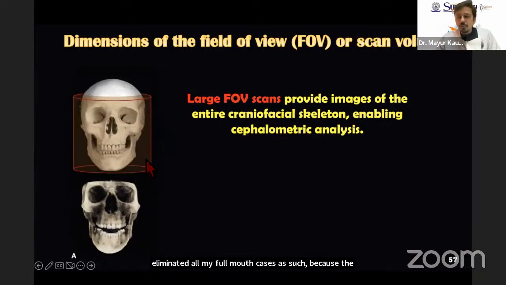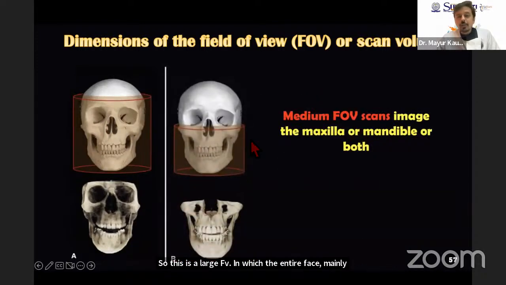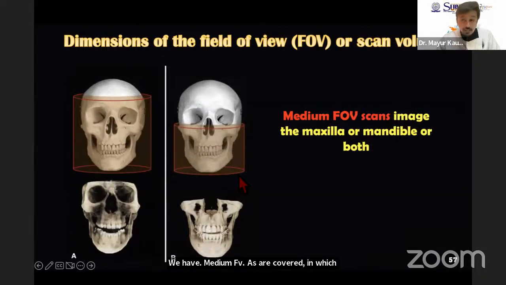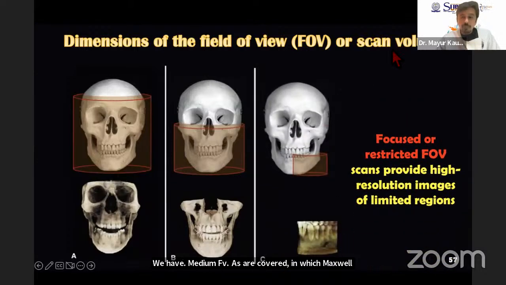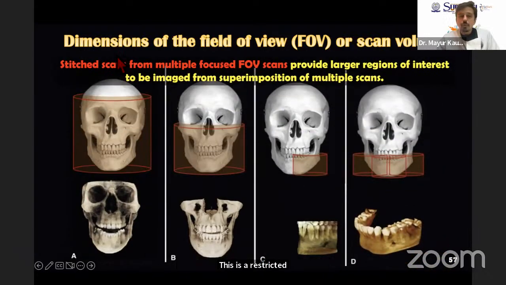So this is a large FOV in which the entire face, mainly from a cephalometric point of view, can be analyzed. We have medium FOV, as sir covered, in which maxilla and mandible, basically from sinus lift, etc., we require. And of course, suppose a single implant or 2-3 implants or only one side arch is there, this is the restricted FOV that we can use. We can also have multiple focused FOVs, that is, stitch scans can be used. So this is important, and these are the things that we need to be aware of regarding FOV.